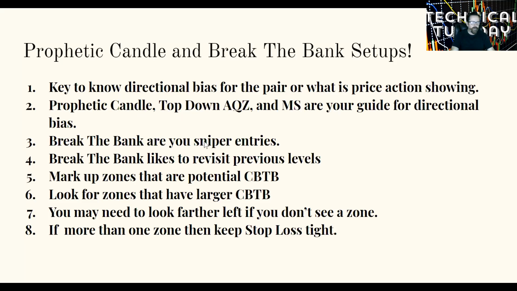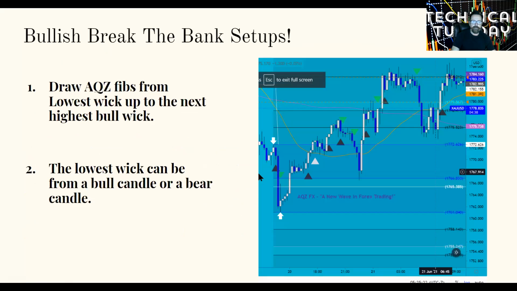We call them sniper entries because sometimes on prophetic candle, you might enter at preferred and you'll have some drawdown. Break the bank helps minimize that. You're going to mark up zones that are potential for continuation of the break the bank, either short or long. You're going to look for larger break the bank zones for continuation areas. Sometimes you might have to look further left. If you have more than one zone, you might want to think about your stop loss and how you manage your trade in that area. So let's take a look at some of the mechanics on here.